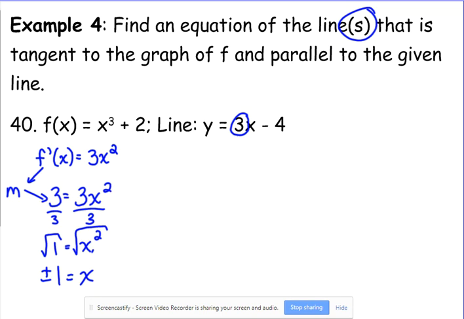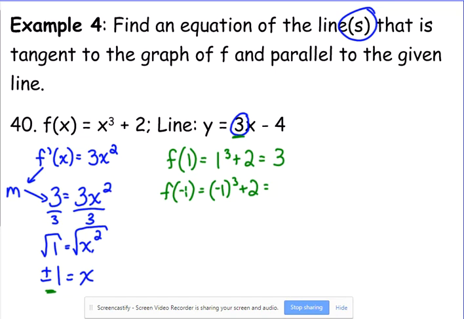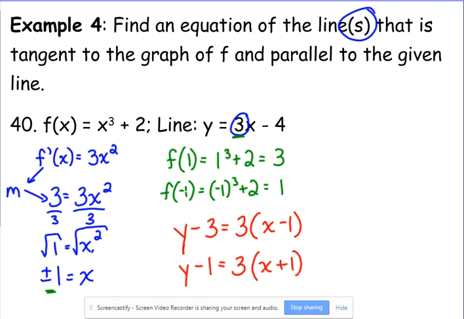We have the slope. The slope is 3. We have the x. What do we need? We need the y. So f of 1 is equal to 1 cubed plus 2, so that's 3. And f of -1 is -1 cubed plus 2. Be careful with this. -1 cubed is -1. -1 plus 2 is 1. So here are the equations of our tangent lines. Y minus 3 is equal to the slope, 3, times x minus 1, and y minus 1 is equal to the slope of 3 times x plus 1.